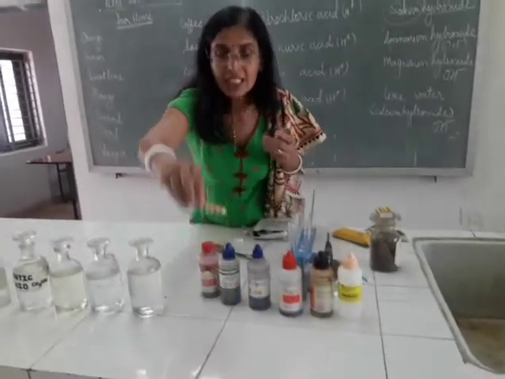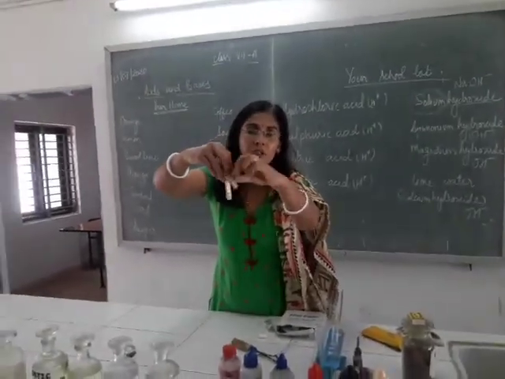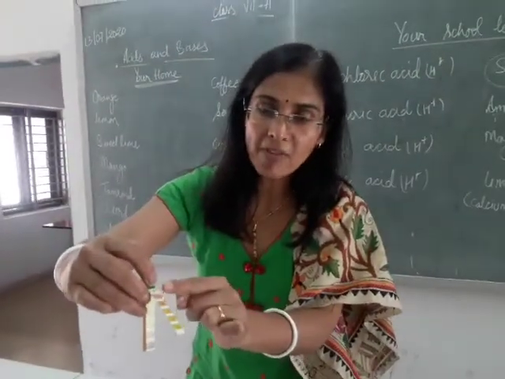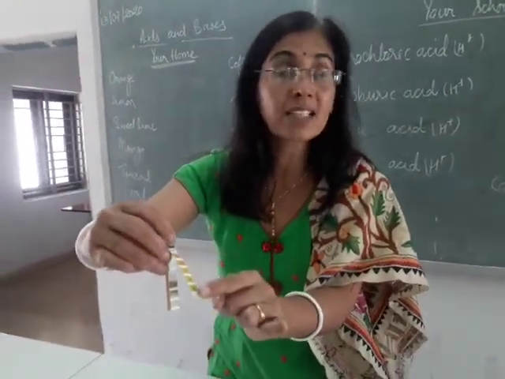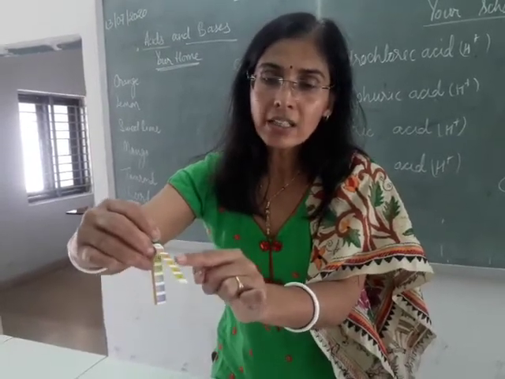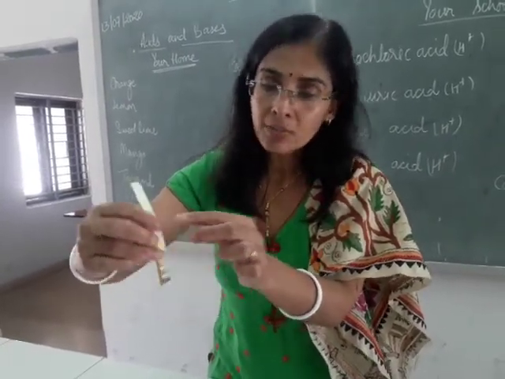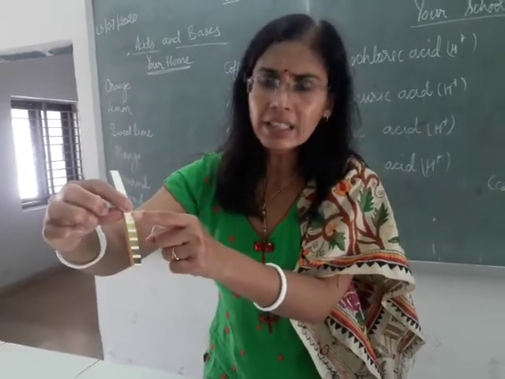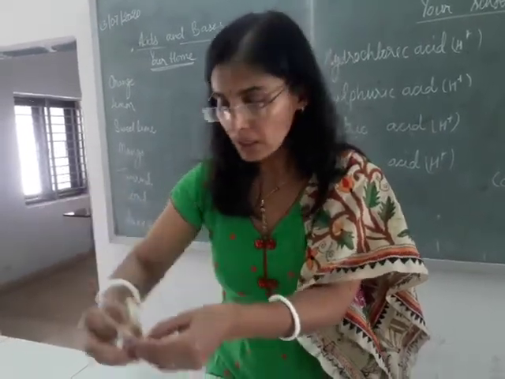Then we have these pH paper strips. You may see it. This front page have pH from 1 to 7. This is acidic range, children. It will range from deep red to light yellow. And then there is basic range which will start from slight green to dark purple.